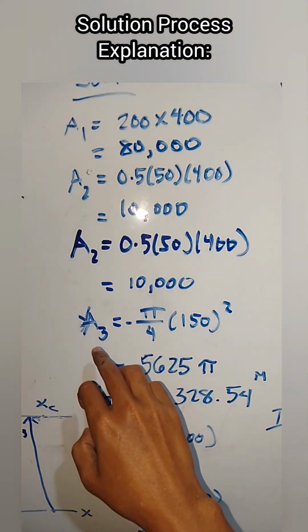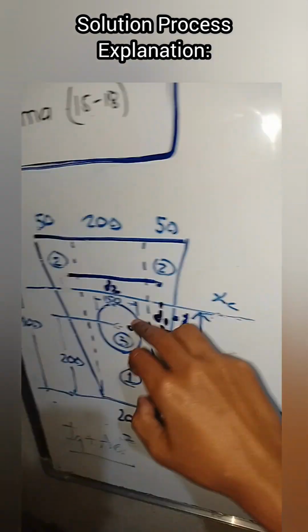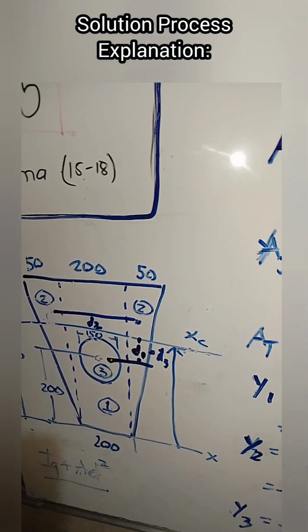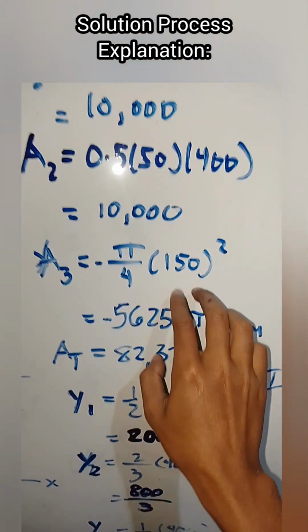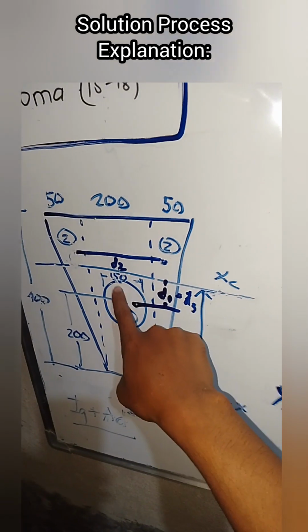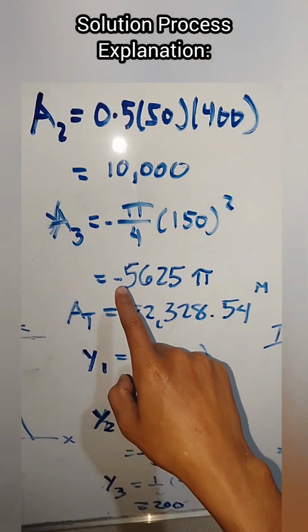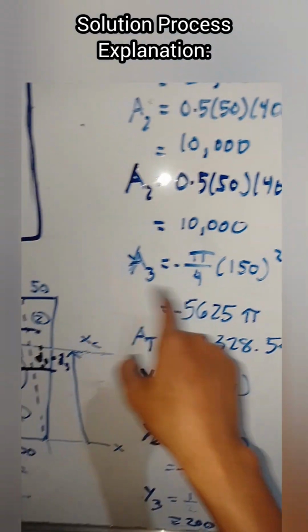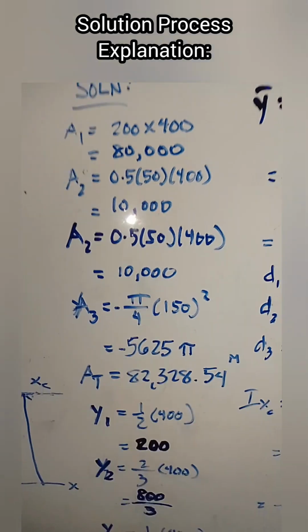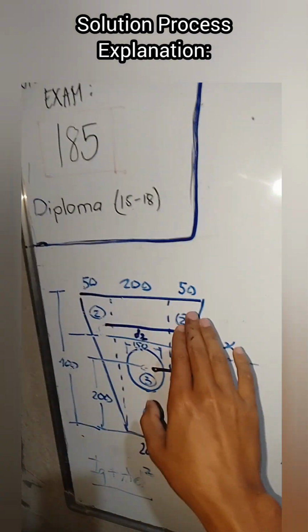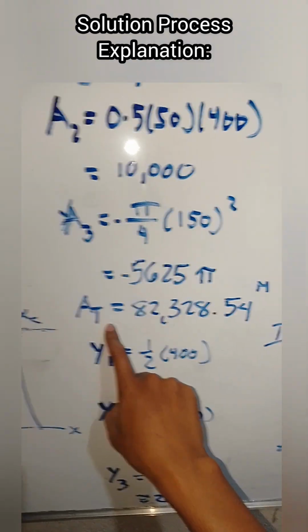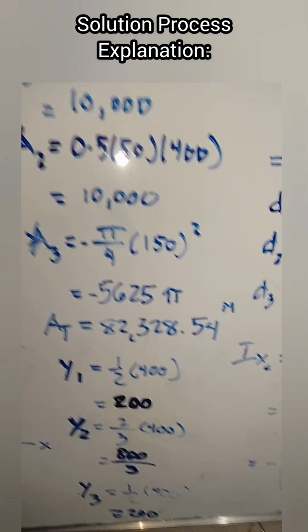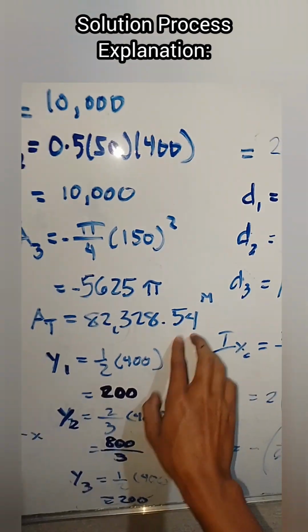And then for area number 3, which is a circle that doesn't exist in the original shape, it is pi over 4 times its diameter squared, 150 squared. We put a negative sign here to denote that this area does not exist but is vital in our calculation, since what we do is the total of these two triangles and the rectangle minus this. So we got the overall total area of this cross-sectional shape, 82,328.54, stored in our calculator.